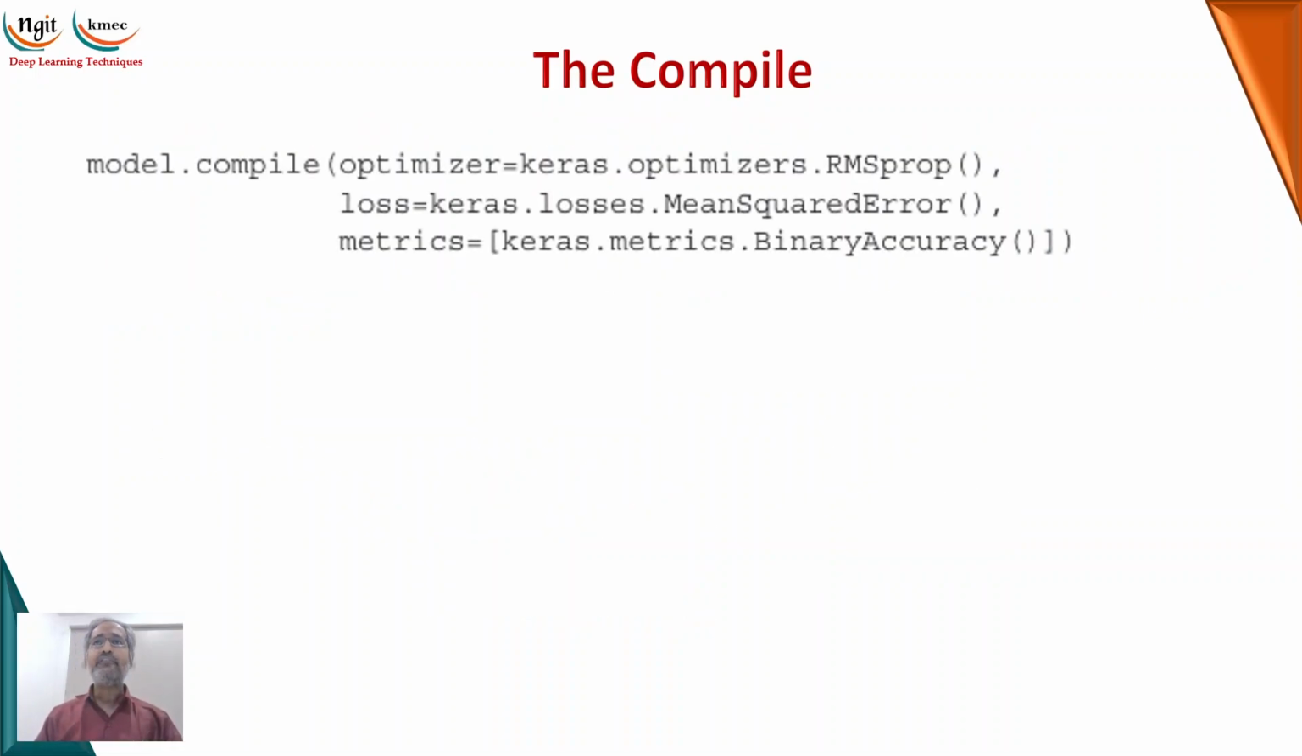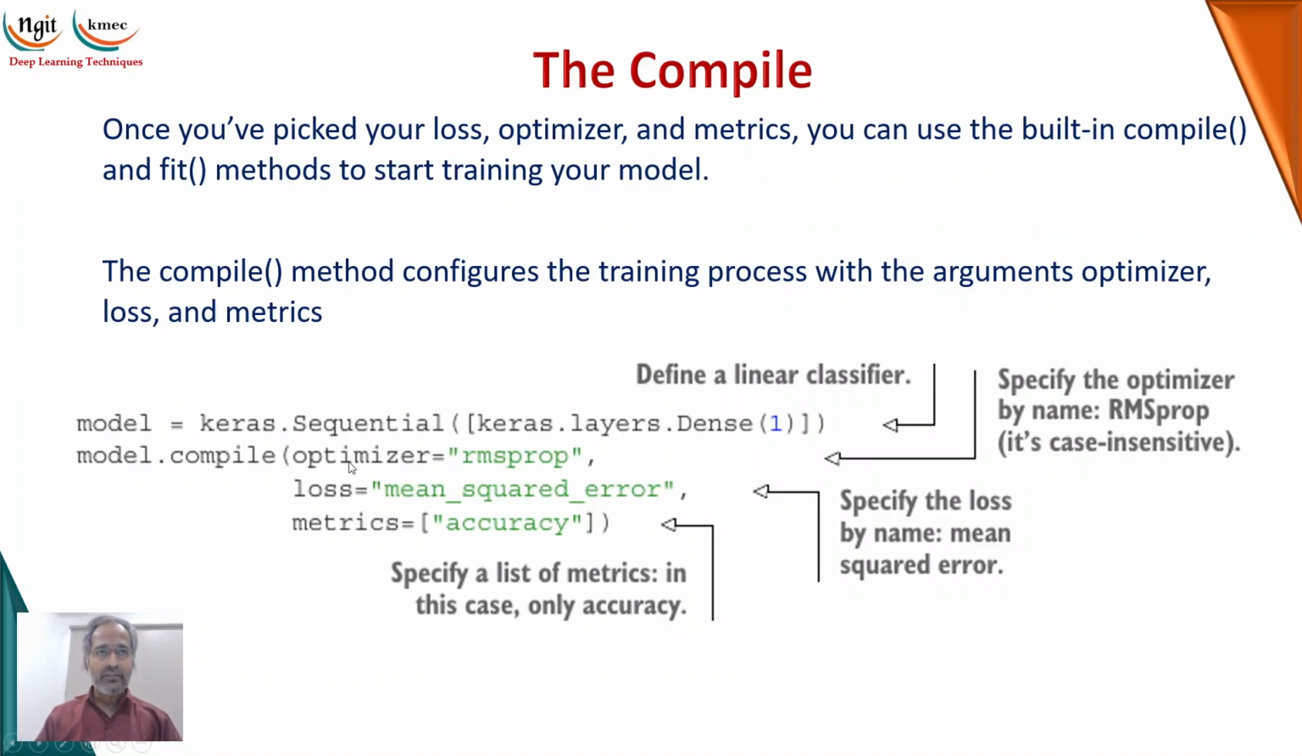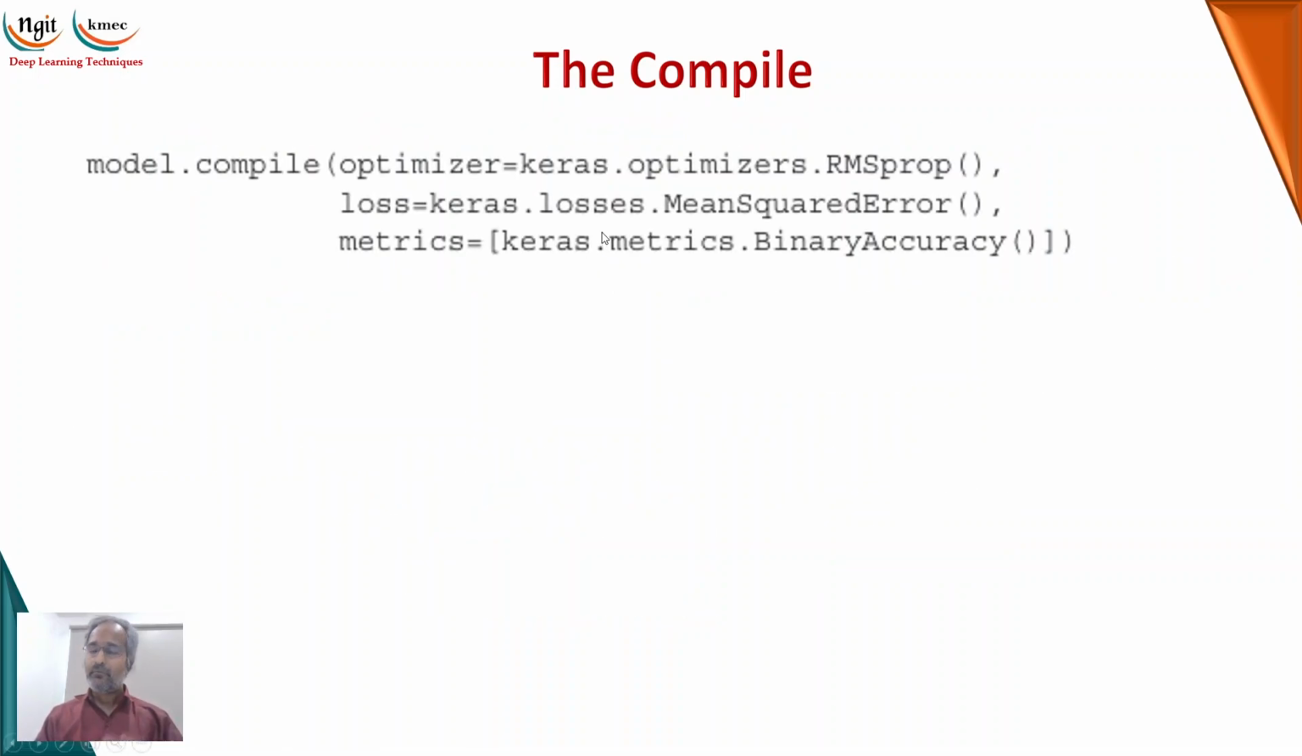Now if you want to compile, see here. You can observe that simply we have given optimizer equal to "rmsprop" within quotations. Instead of that, we can call it from the particular library also. See here, optimizer equal to keras.optimizers.RMSprop(). This is the method. And loss equal to keras.losses.MeanSquaredError().